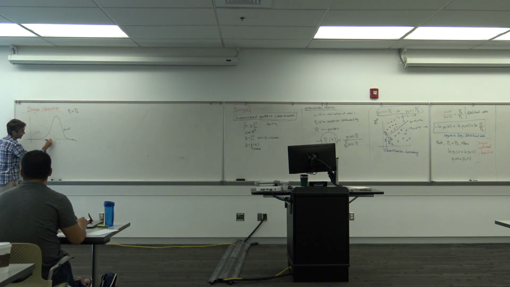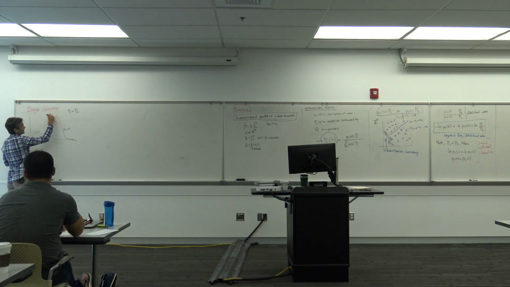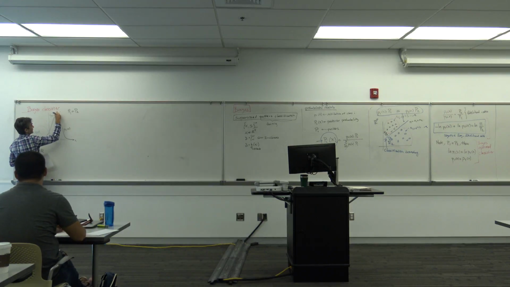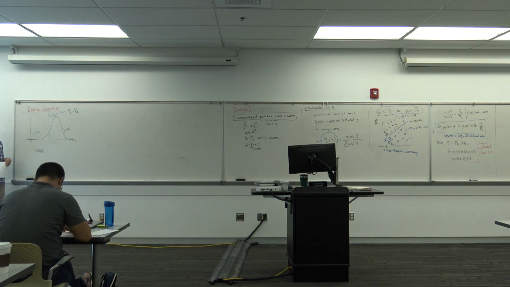I'm going to draw it like this. This is my hyperplane, right? Well, in 1D it's just a point, but in more dimensions it would be a hyperplane that tells me this is it. This is the Bayes classifier. So I'm going to call this the Bayes classifier.